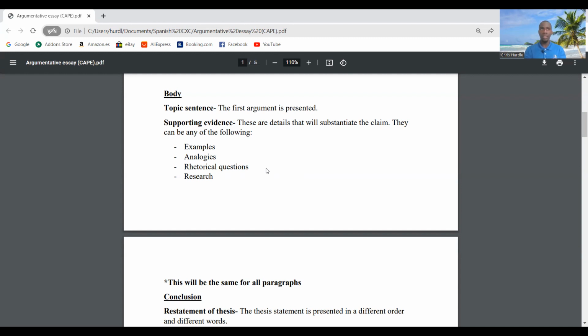You can't just present an argument and not use details to back it up, right? For lack of a better term, back it up. Just to keep it simple, back it up or defend it, right? Now, I wouldn't need to write this 3 times because this will be the same for all the paragraphs in the body. So just remember that you state the argument and then you give supporting details. And that will be the same for all paragraphs, all 3 paragraphs.